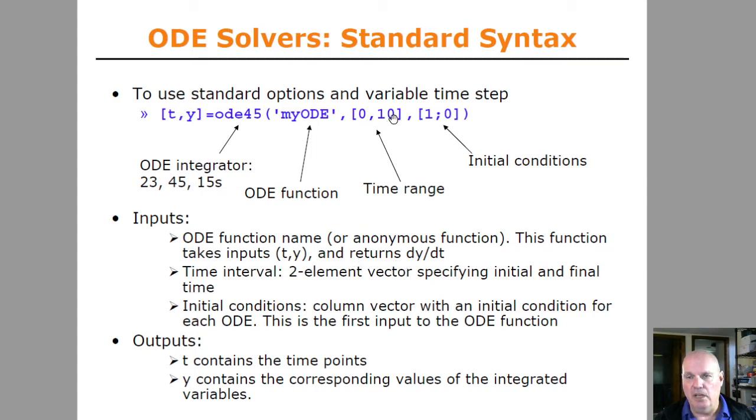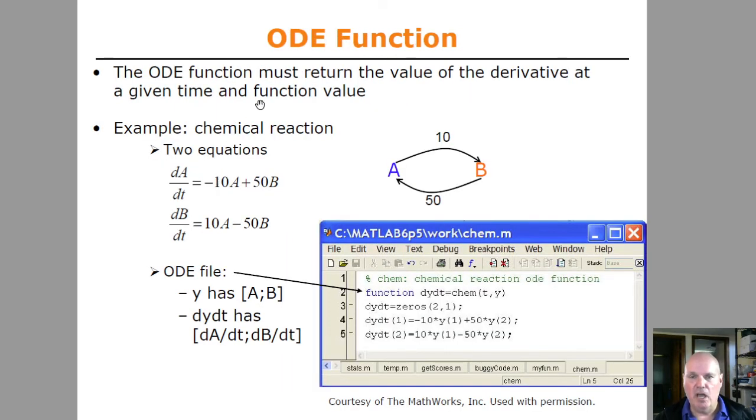And then this next vector represents the time range over which you want to solve the differential equation. Here it's from 0 to 10 seconds. And then this last vector here is the initial conditions. And this has to be the same dimensions as the y vector that's passed into your differential equation function. It will return a time vector and then the solution vector, and so you can plot t versus y.